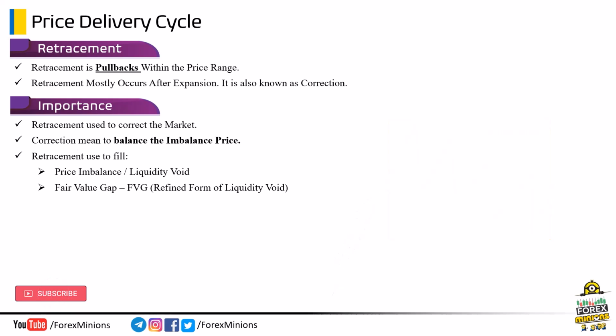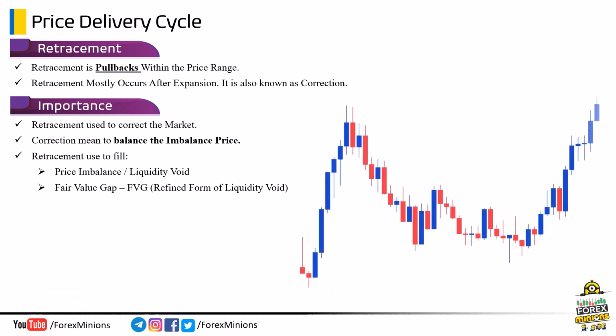This is real market sample size. Notice this zone? This is basically a price imbalance. Just for a short note, please note that price imbalance means where price only moves in one direction. Whenever we see a one-sided price move, that area will be marked as a price imbalance zone, or we can also mark it as a liquidity void. Now, this is an expansion phase.